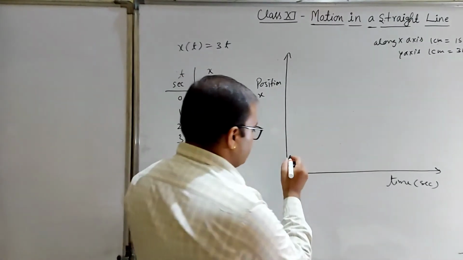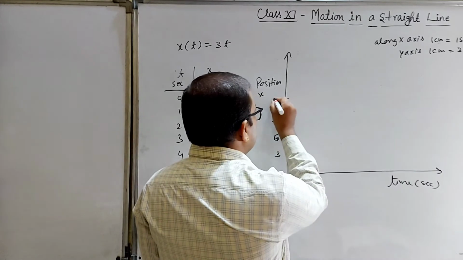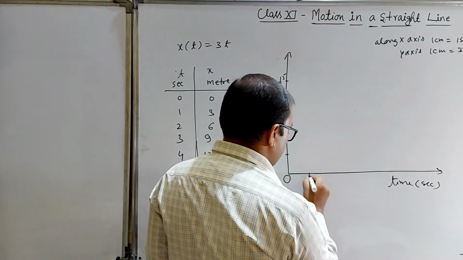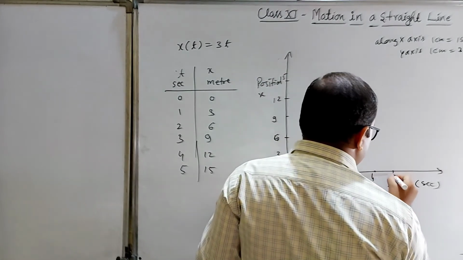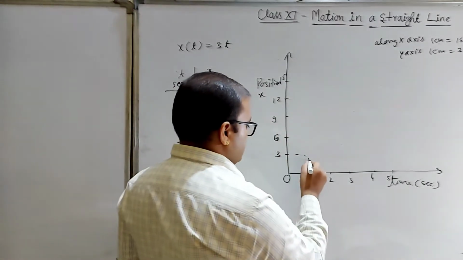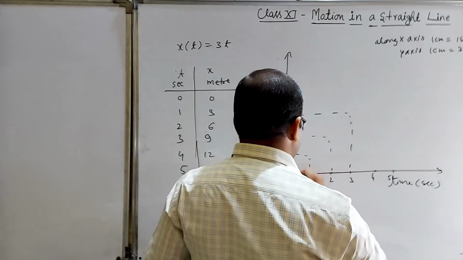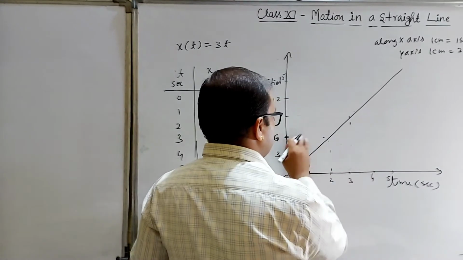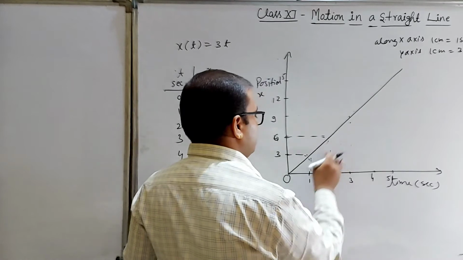Now graph, please. Suppose 3, 6 equal 12 and 15. Okay, this is origin O. 1 second, 2 second, 3 second, 4 second, 5 second. You all know about the graph. So at 1 this will be the point, at 2 this will be the point, and at 3 this is the point, and you will find the graph is a straight line like this one. If you plot the proper graph, then you can check. So the graph will be like this one.